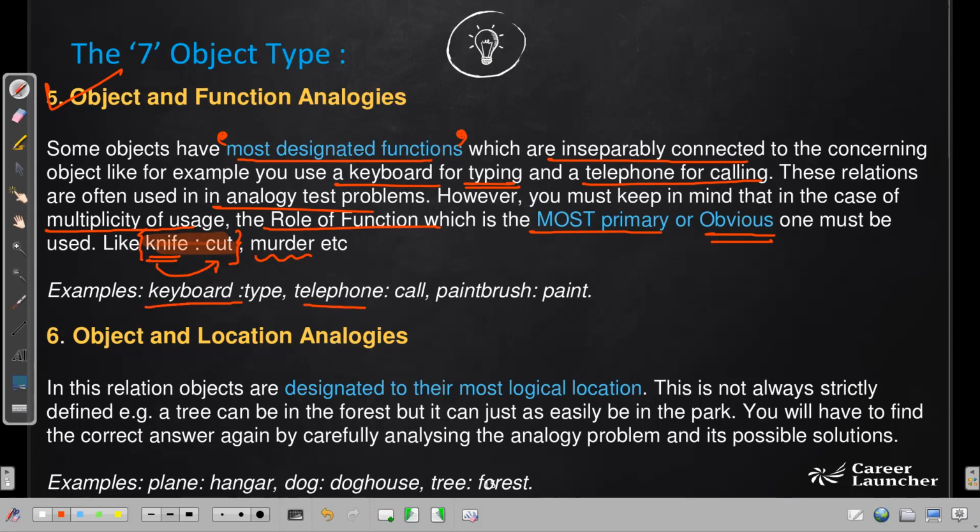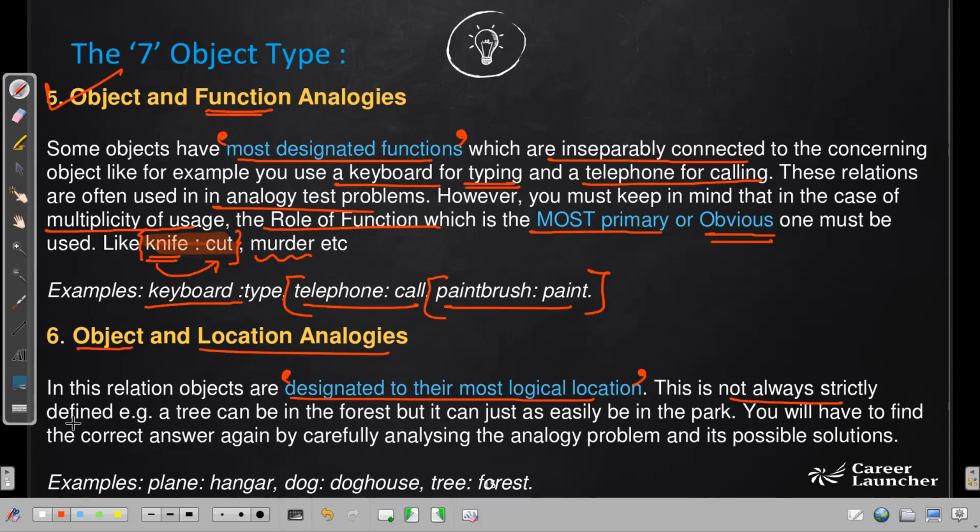Keyboard types, telephone calls, paintbrush paints. So I think that is what object and function analogies stand for. Then there are object and location analogies, where the object is designated to be, and what the designated place of that particular object is. For example, the relation of objects and their most logical location.